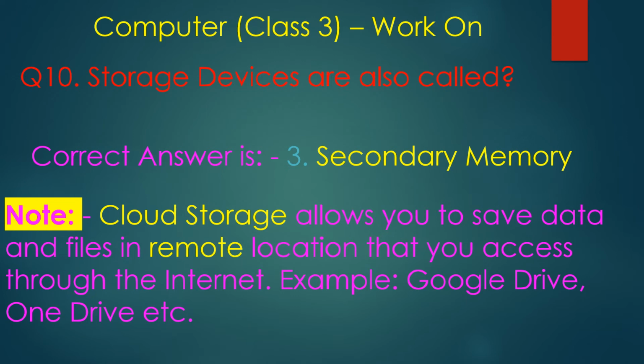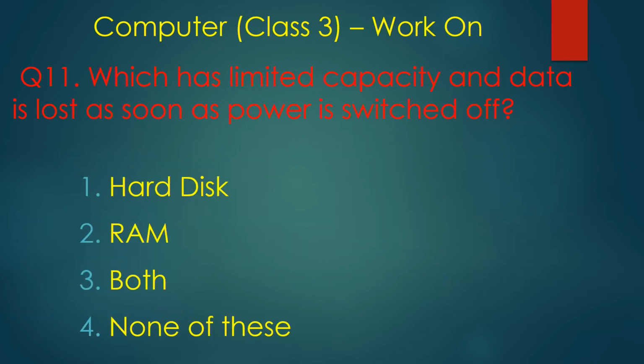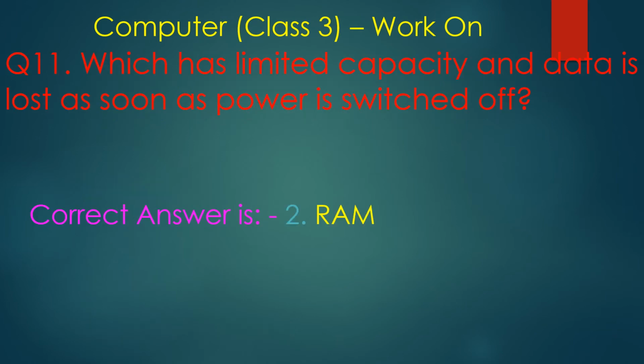Which has limited capacity and data is lost as soon as power is switched off? Hard disk, RAM, both, none. RAM is random access memory. It has limited capacity and data is lost when power is switched off.